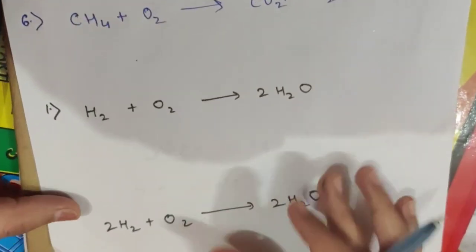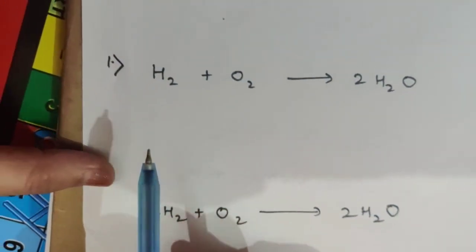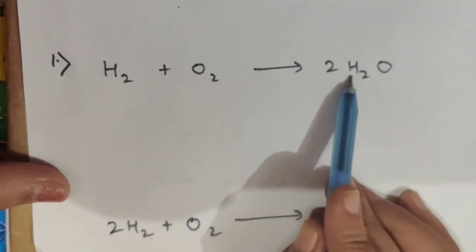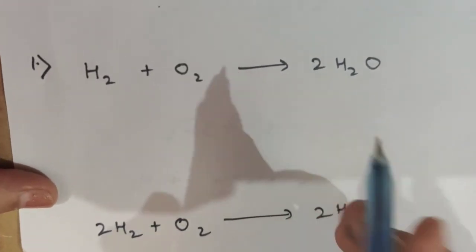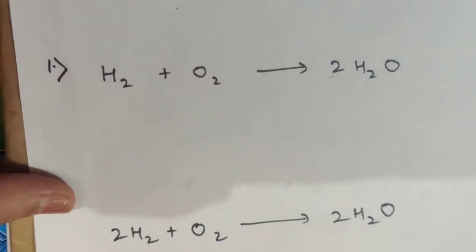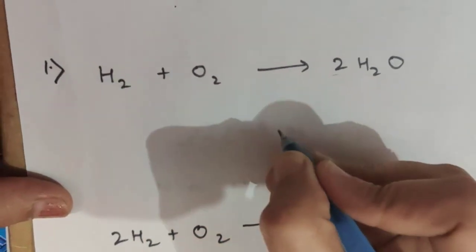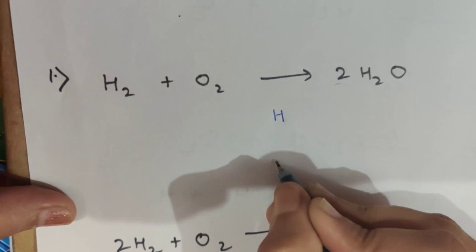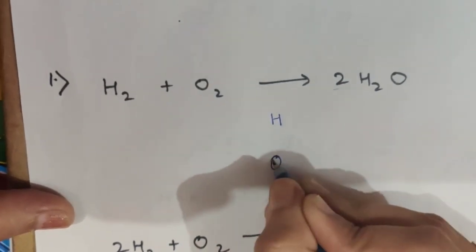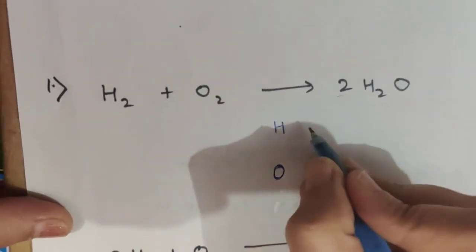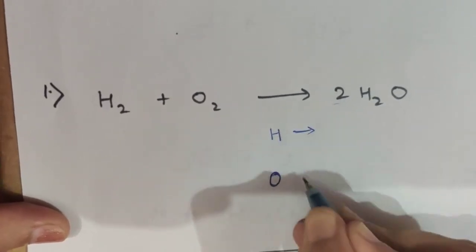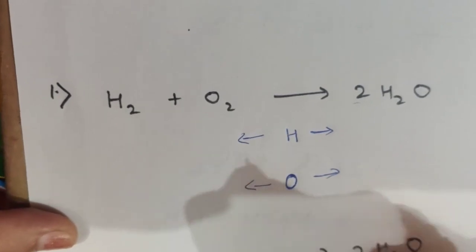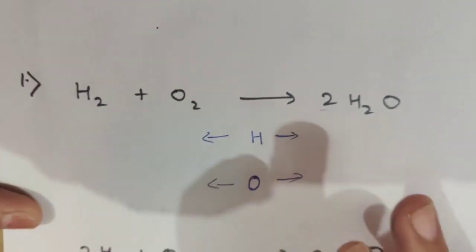The first equation that was given is H2 reacting with O2 to produce 2H2O. I have given a hint here as 2H2O in the first equation. So first step, what did I tell you? I told you first step is to write down the atoms like this, and then to write down the number of atoms of each type present towards reactant side and towards product side.